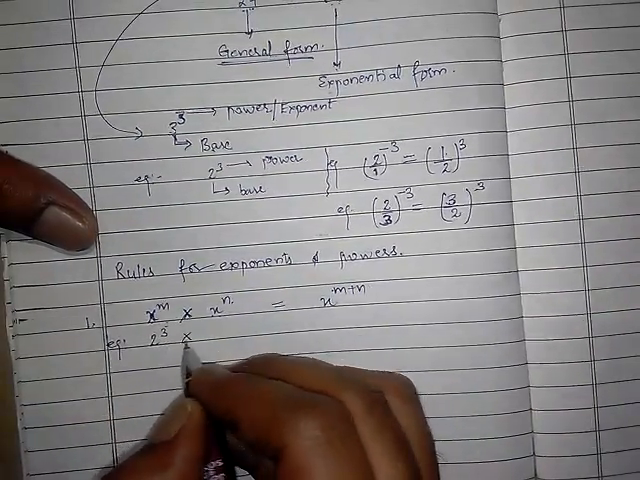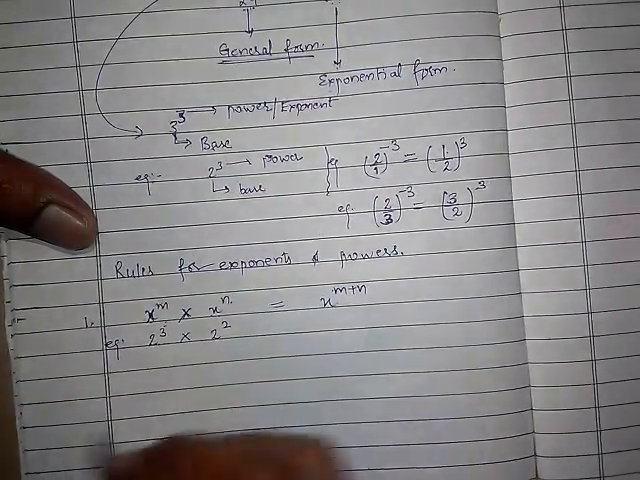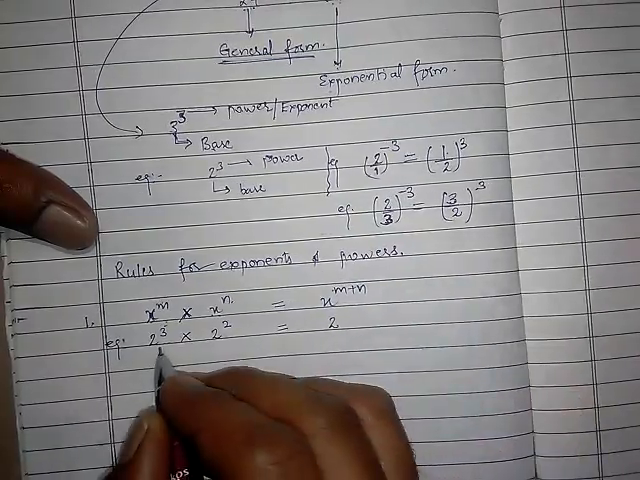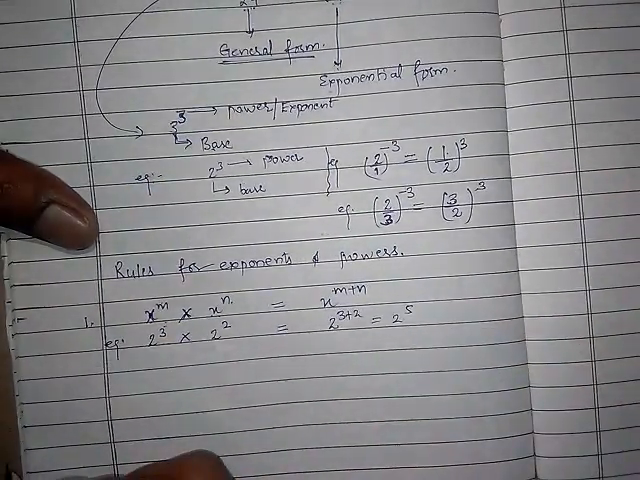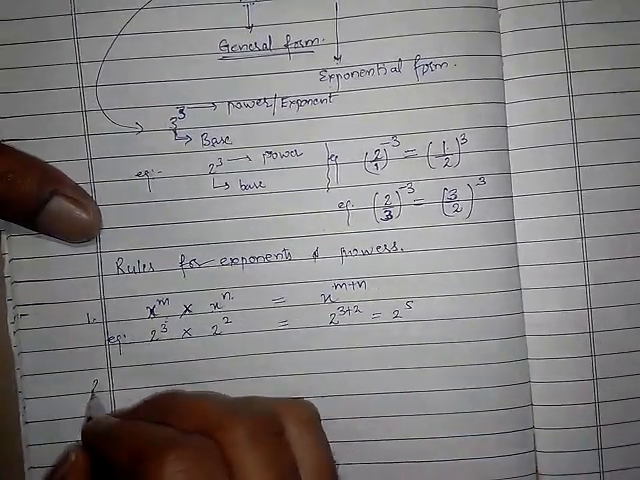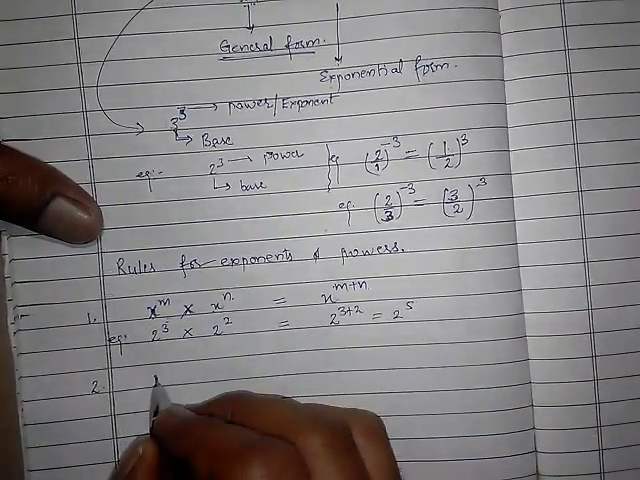For example, 2 raised to the power 3 into 2 raised to the power 2. What will be its answer? You will write 2 raised to the power 3 plus 2, which will give you 2 raised to the power 5, right? Then let's discuss the second rule.